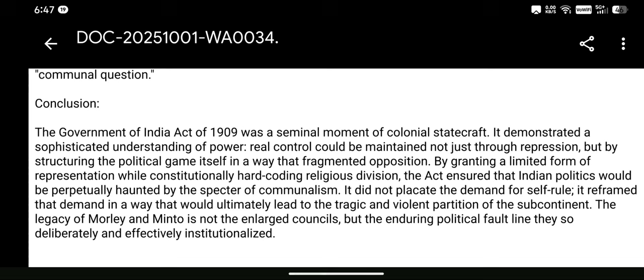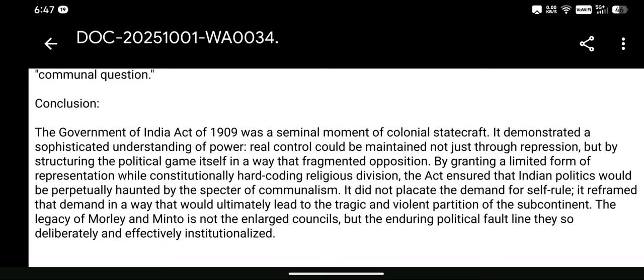The Government of India Act of 1909 was a seminal moment of colonial statecraft. It demonstrated a sophisticated understanding of power. Real control could be maintained not just through repression but by structuring the political game itself in a way that fragmented opposition by granting a limited form of representation while constitutionally hard-coding religious division.